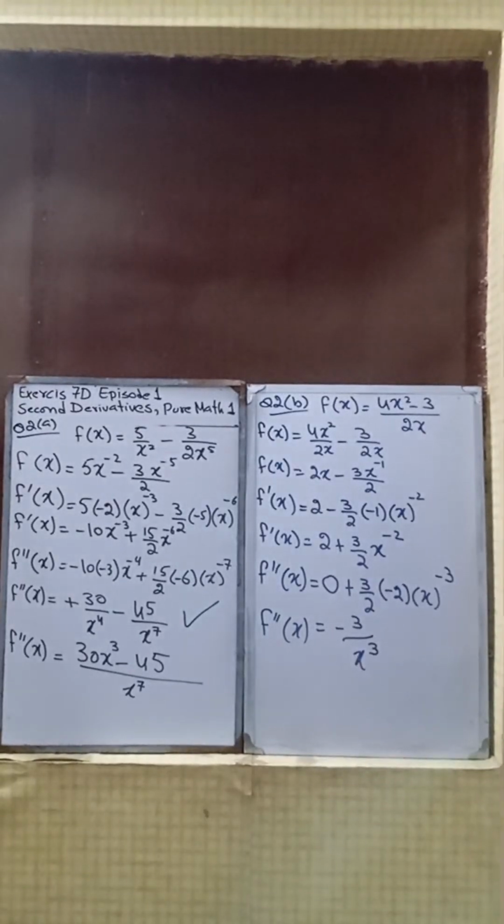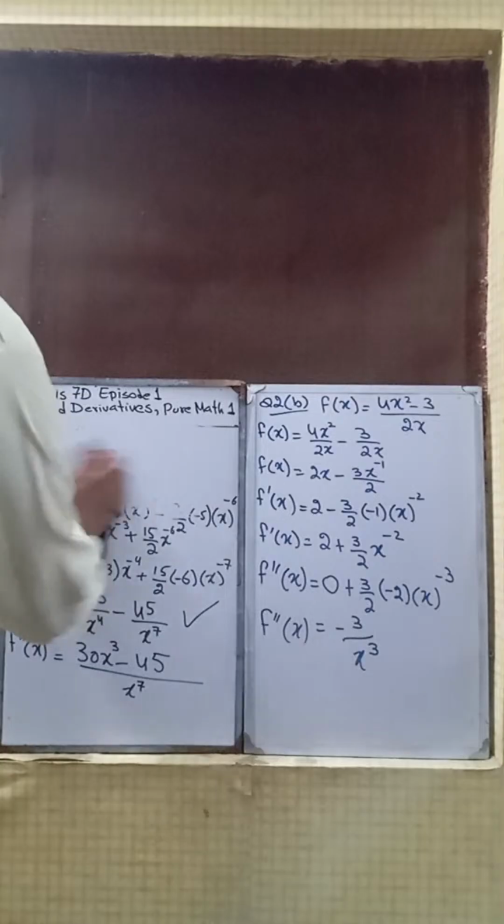Let me check the answer, sir. Minus 3 divided by x cube is the right answer. So, my dear student, this is how we will do question number 2 and its B part. We were finding the second derivative. I say again and again double derivative, but I was trying to find out the second derivative. Okay. Now we are going to the next question, that is question number 2 and its C part.